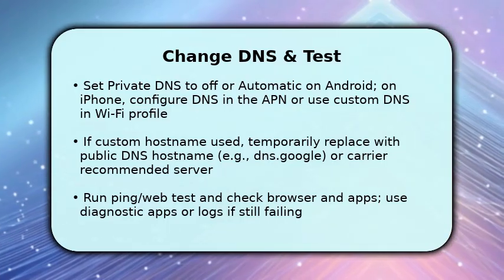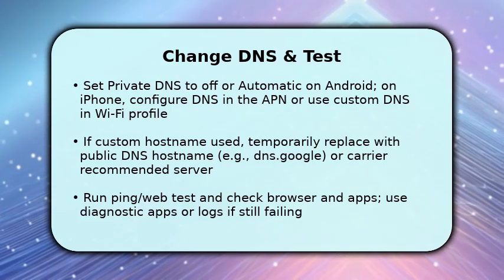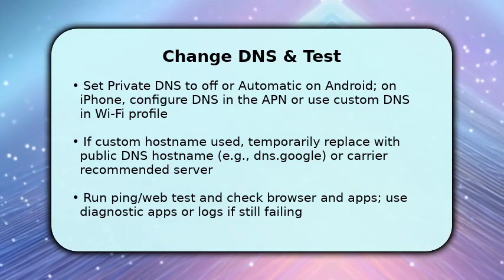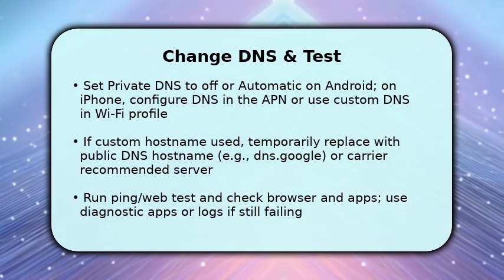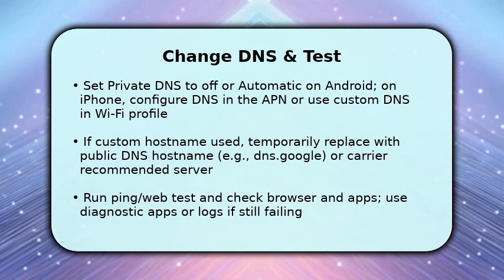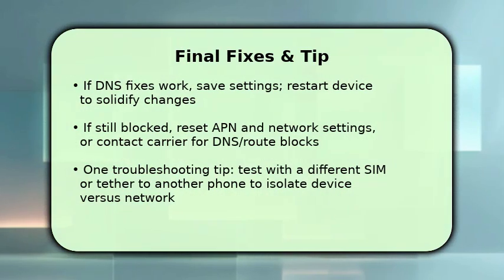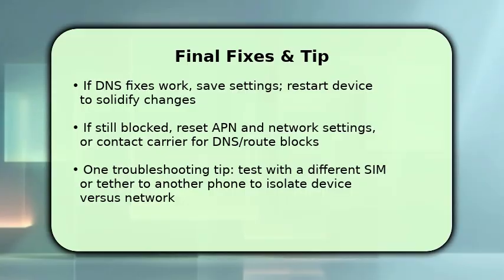After changing, run quick tests. Open a browser. Use a ping or diagnostic app. If switching DNS or removing the private hostname restores access, save those settings and restart the phone to make sure the change persists. If problems persist, reset APN and network settings or reapply carrier settings.